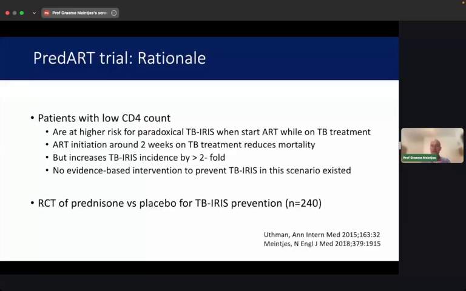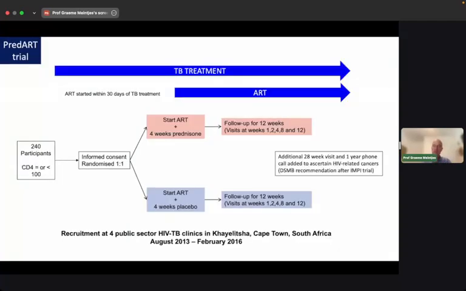Is there something that we could do to prevent TB IRIS? And so we conducted a clinical trial of prednisone versus placebo for TB IRIS prevention, done in Khayelitsha a few years ago, with patients referred from 4 clinics. And this trial used a more moderate dose of prednisone because we were looking at prevention.